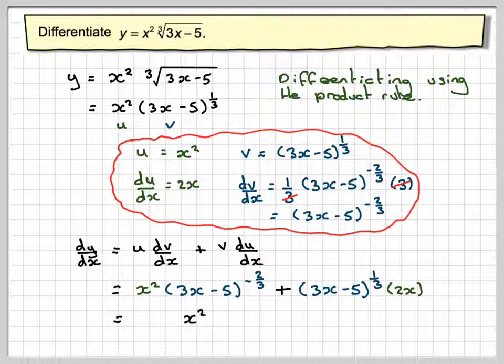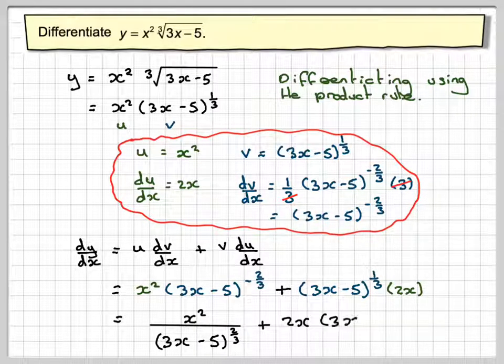Right, writing down x squared. Now, if the power is minus, using the rule of indices, this will now be x squared over 3x minus 5 to the power of 2/3. This one, put the 2x at the front, and then we've got 3x minus 5 to the 1/3. Right, so carrying on, writing down the same thing again.